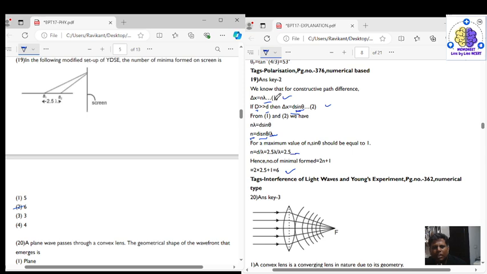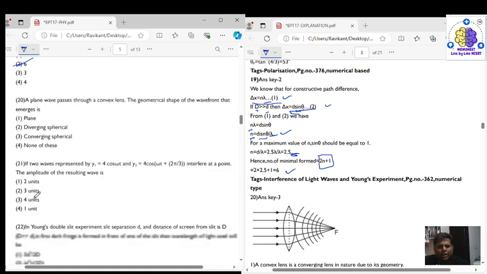Here we have used two formulae, that is delta x is equal to n lambda, and delta x is also equal to d sine theta. Equating both the values of delta x, we get n lambda is equal to d sine theta. Then from here we get n is equal to d sine theta upon lambda. All the values have been given in the question. Putting these values, we get n is equal to 2.5, and for minima, the number of minima is given by 2n plus 1, right? So putting n is equal to 2.5, we get number of minima is equal to 6. So the correct answer for this question is option 2.